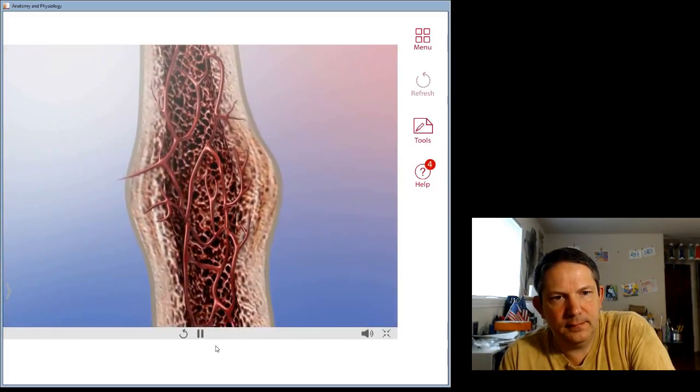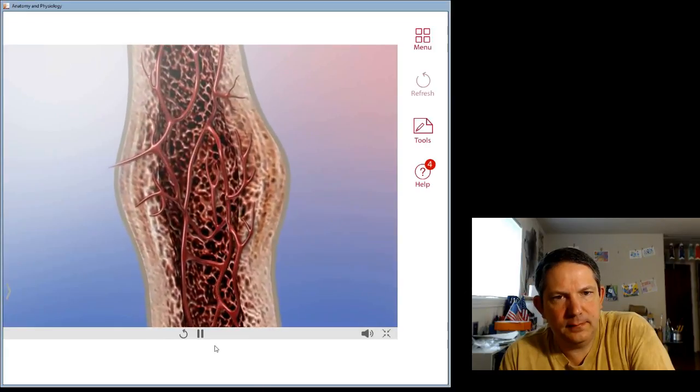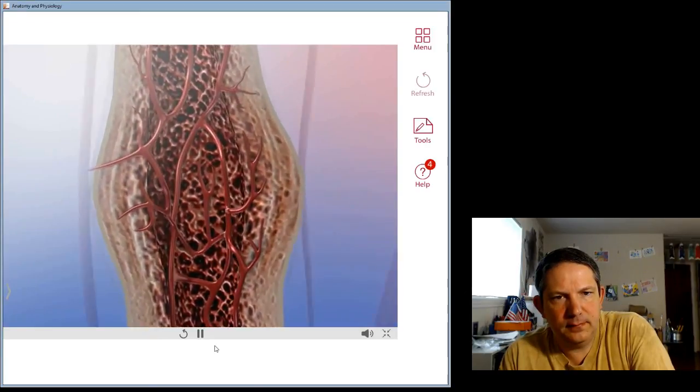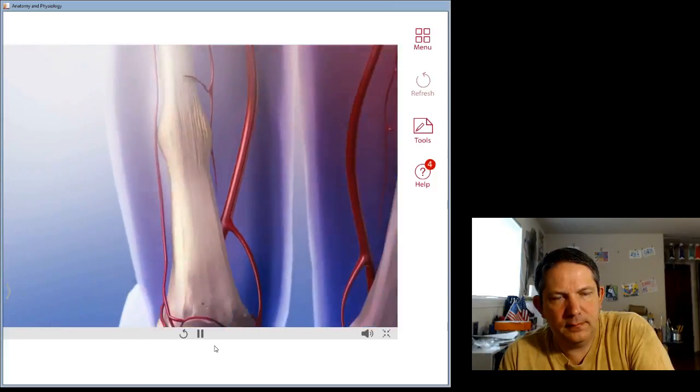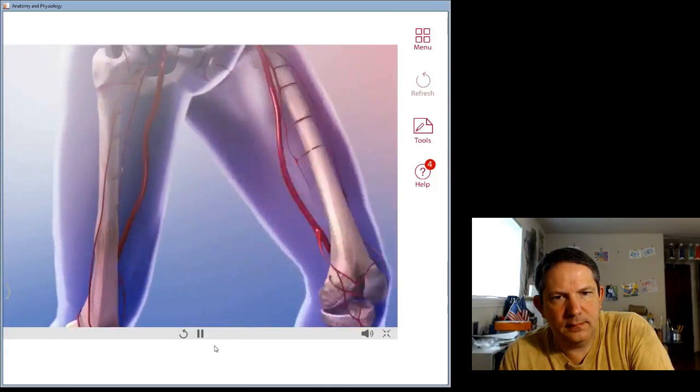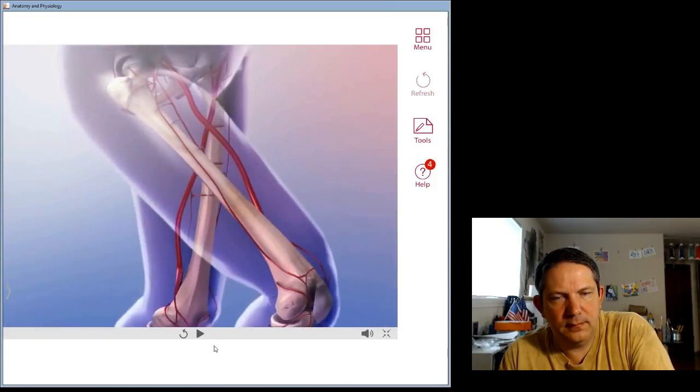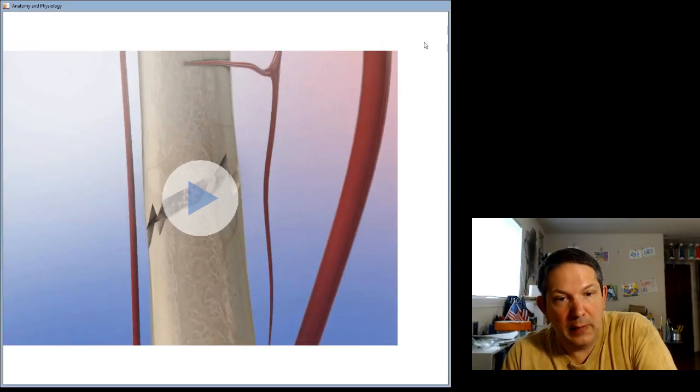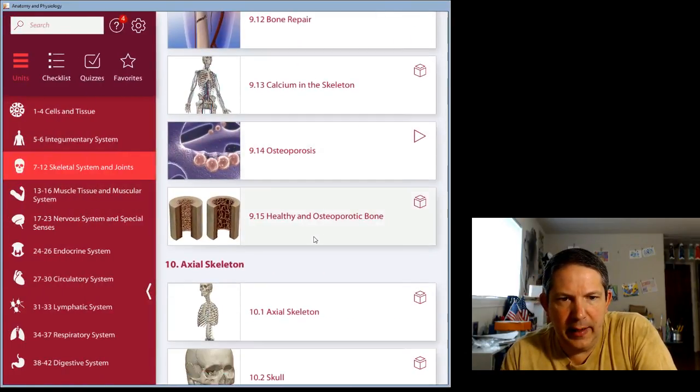Continued remodeling and the mechanical stress put on the bone creates and shapes new bone. Over a period of months or years, the bone regains its original strength, shape, and internal structure. There you go. I don't really have anything to add to that.